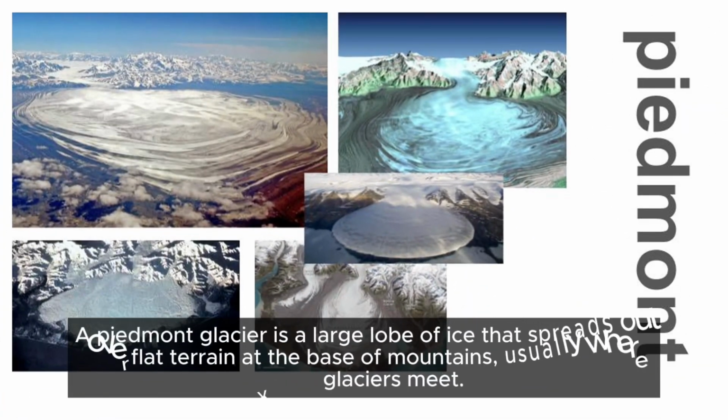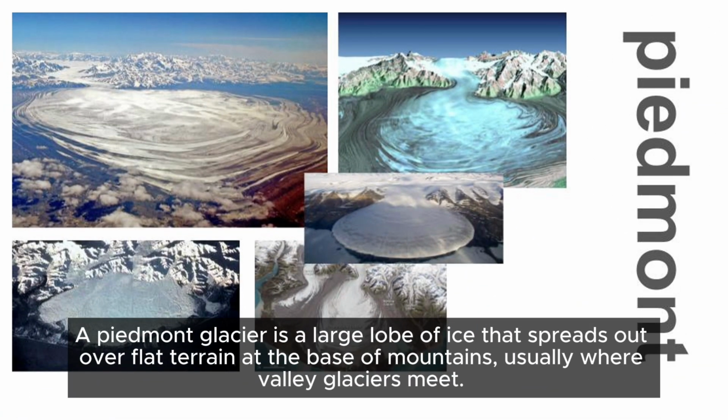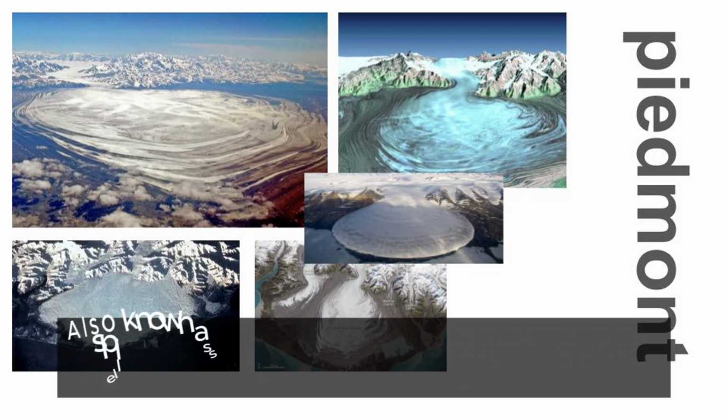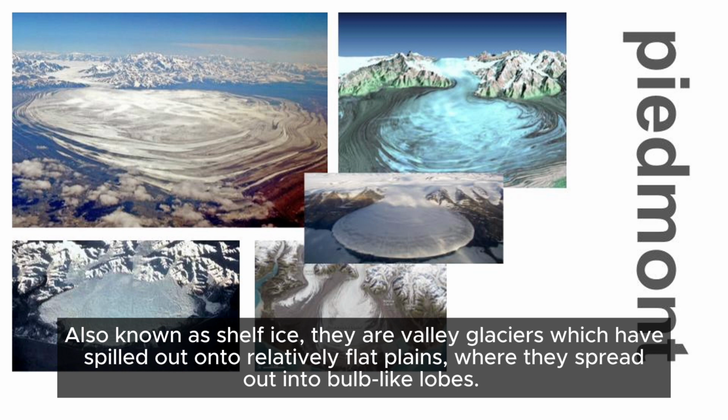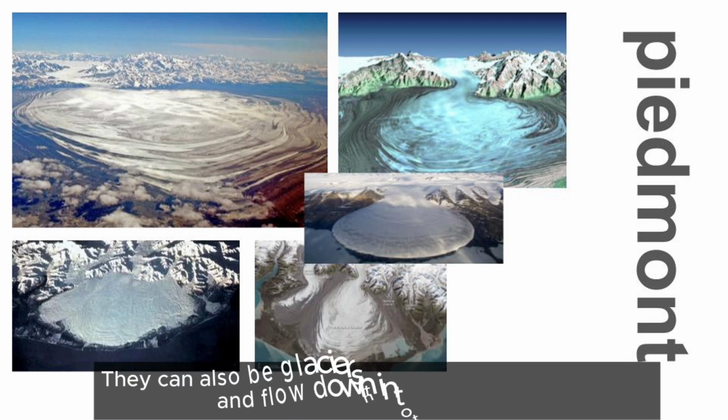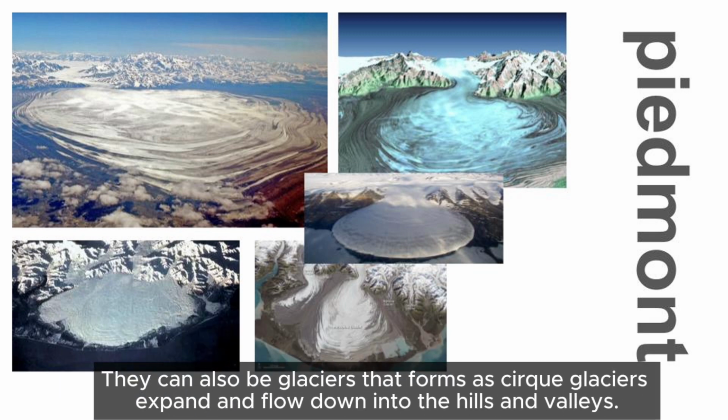A Piedmont glacier is a large lobe of ice that spreads out over flat terrain at the base of mountains, usually where valley glaciers meet. Also known as shelf ice, they are valley glaciers which have spilled out onto relatively flat plains, where they spread out into bulb-like lobes. They can also be glaciers that form as cirque glaciers expand and flow down into the hills and valleys.